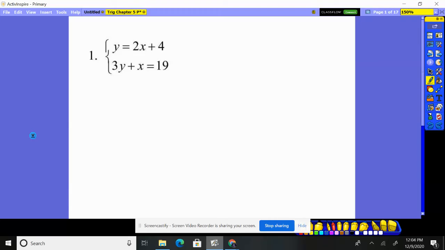Problem one, we have a system of equations here. Apologize that it doesn't copy correctly. That should be all one little thing there. So we have two equations. We're trying to find the value for x and y that makes both equations true.